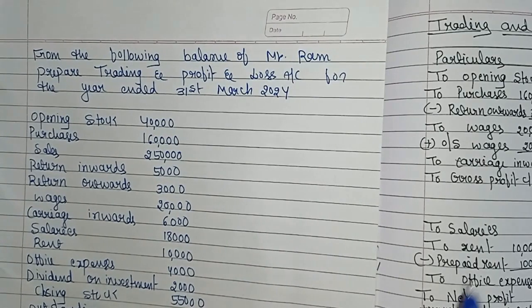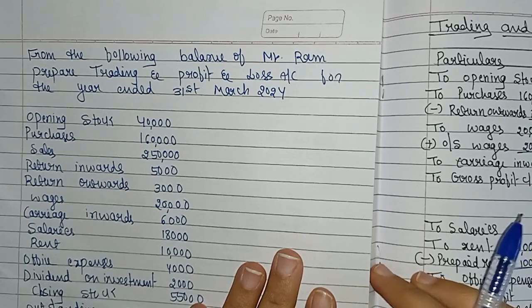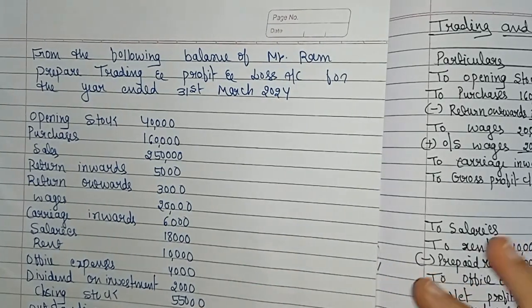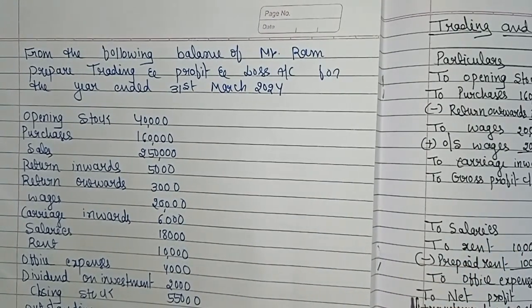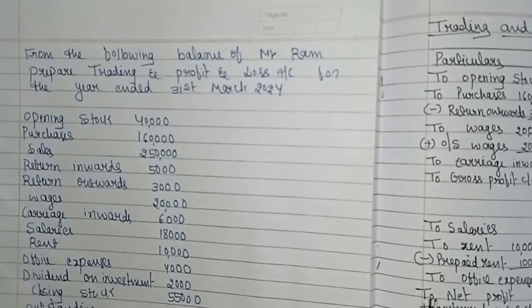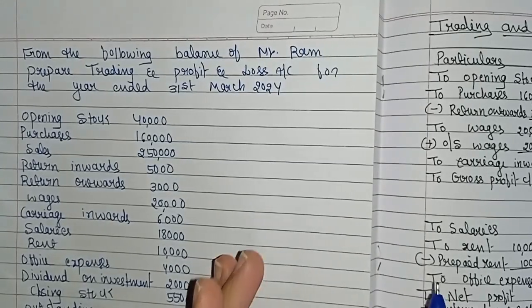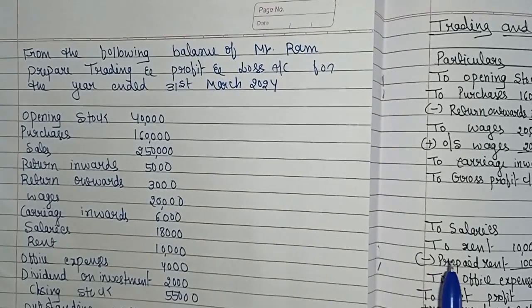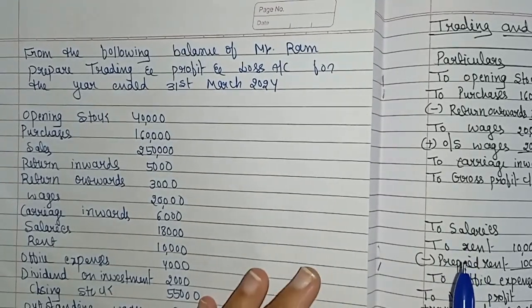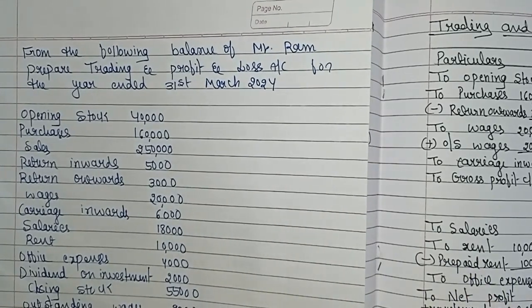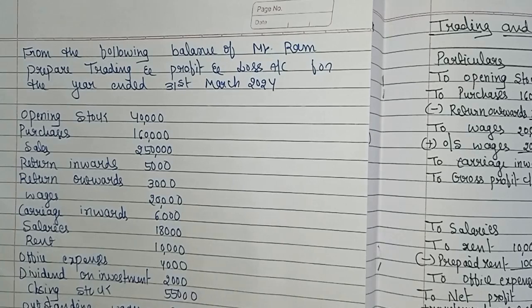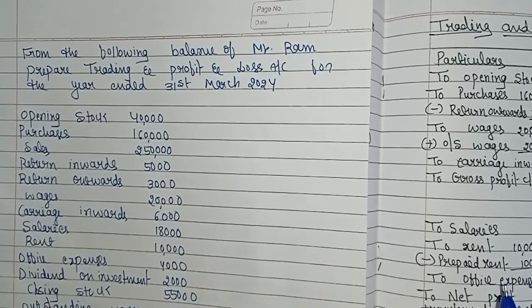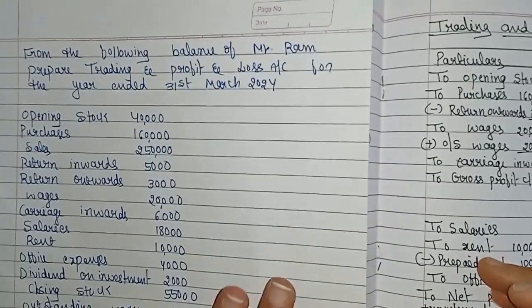In the last class, we learned about trading account and profit and loss account, right? So, we will prepare the trading account in order to find out the gross profit or gross loss. And the profit and loss account we will prepare in order to find out net profit or net loss, right? In the trading account, we need to enter opening stock, purchases and all direct expenses, and on the credit side we need to enter sales and closing stock. In the profit and loss account we need to enter indirect expenses in the debit side and indirect incomes in the credit side, right?